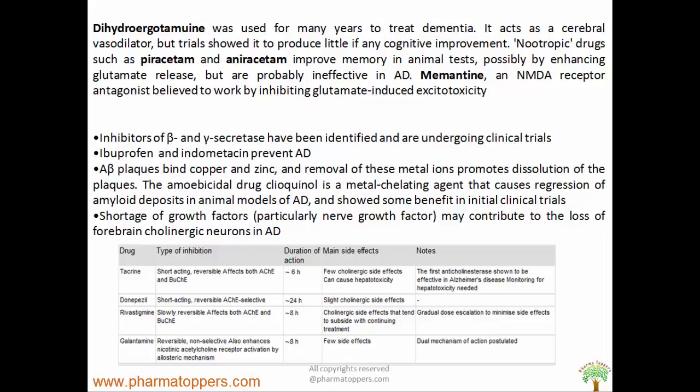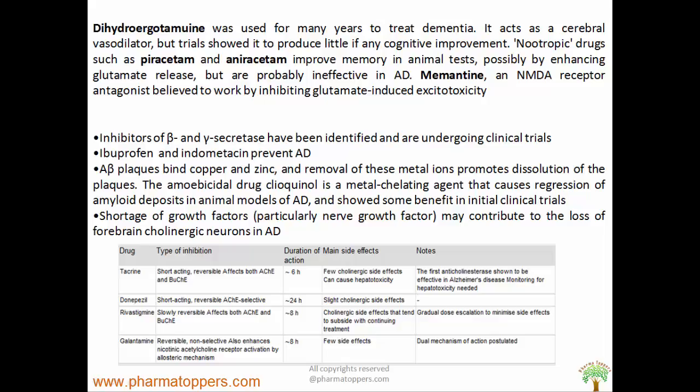Dihydroergotamine was used for many years to treat dementia. It acts as a cerebral vasodilator, but trials showed it to produce little if any cognitive improvement. Nootropic drugs like piracetam and aniracetam improve memory in animal tests, possibly by enhancing glutamate release, but are probably ineffective in Alzheimer disorder. Memantine, which is an NMDA receptor antagonist, is believed to work by inhibiting glutamate-induced excitotoxicity.